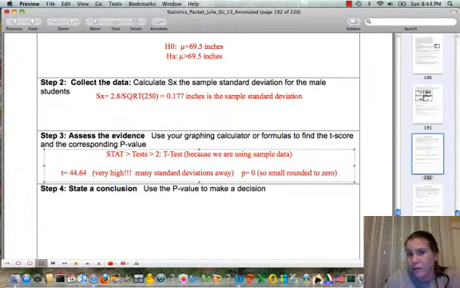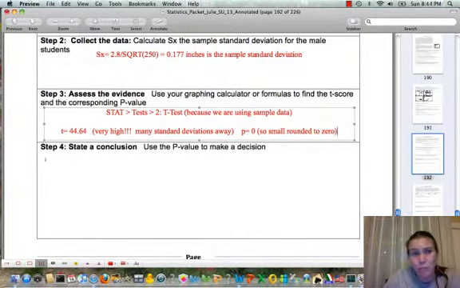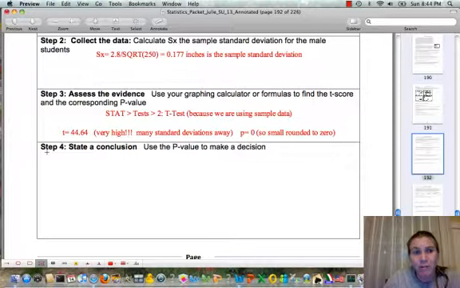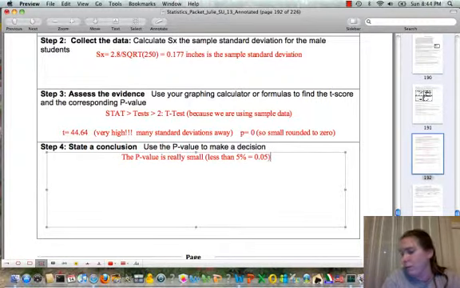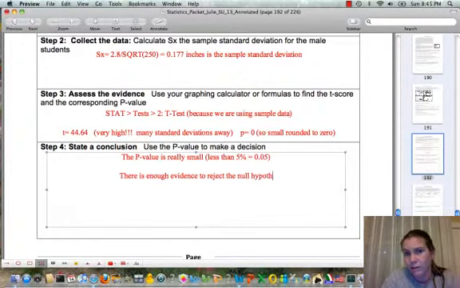Okay, so what can we conclude now? We got a really small p-value, much less than 5%, right? So the p-value is really small, less than 5%, or our 0.05 that we usually compare to. So we can conclude there is enough evidence to reject the null hypothesis.